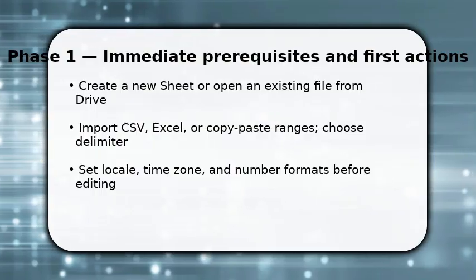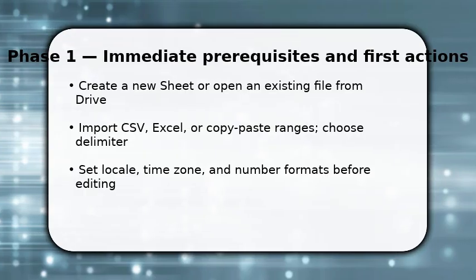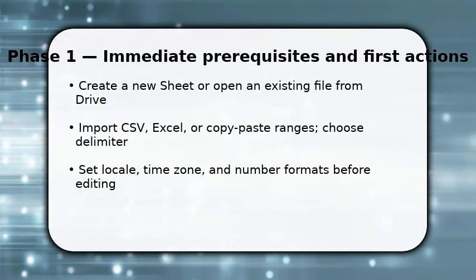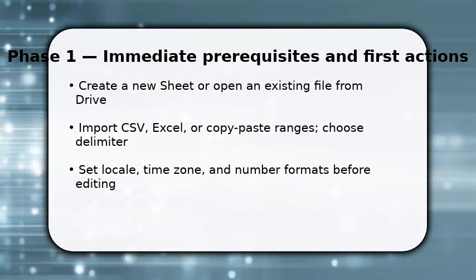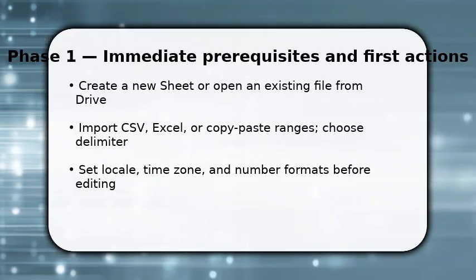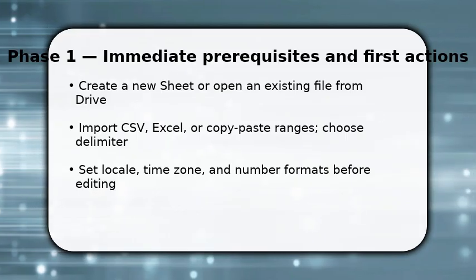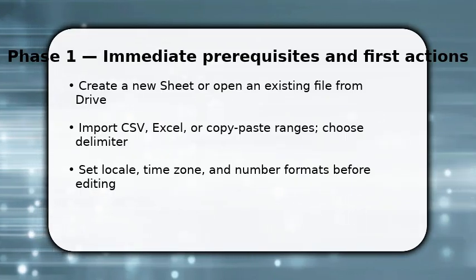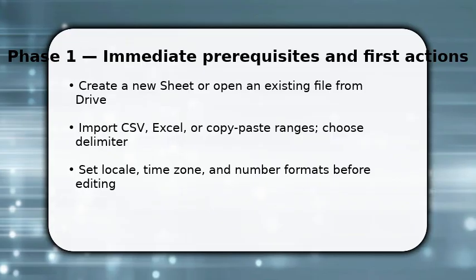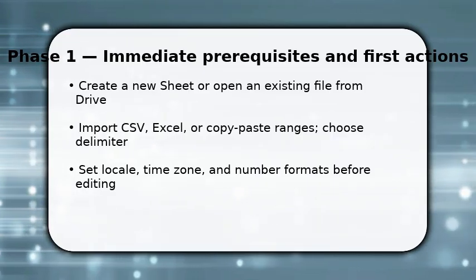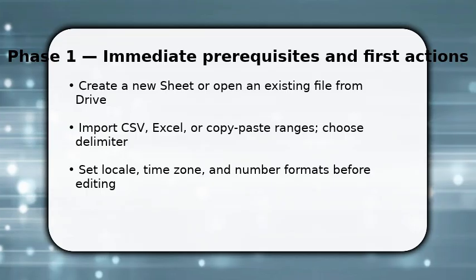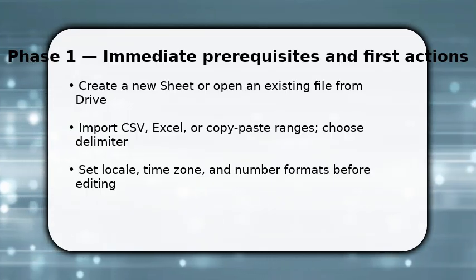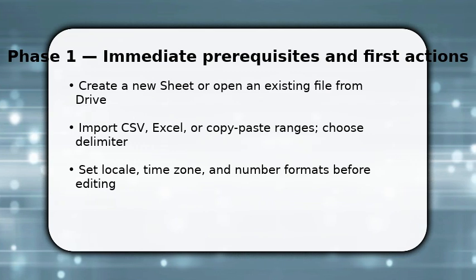You'll start by creating a new sheet or opening the file you need. This establishes context and formatting defaults. Next, import data. Choose File, Import, pick CSV or Excel, and verify delimiters so columns map correctly. Once done, set the sheet locale and time zone to ensure dates and currency parse as intended. Make sure number formats, percent, currency, date, match your source, because correct parsing prevents errors in later formulas and sorting.